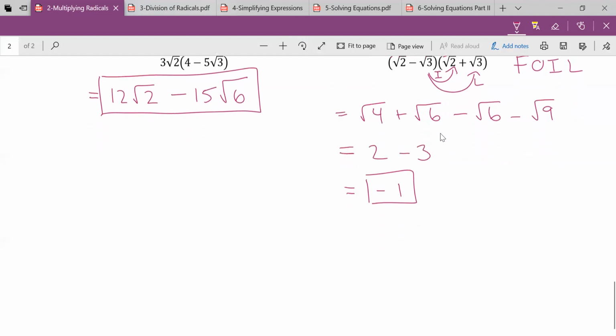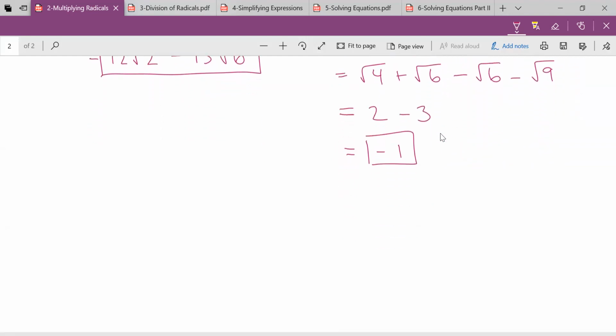Okay, so multiplication isn't going to be that tricky. Division in our next lesson is where it's going to start to get a little bit more difficult. Okay, so make sure that you've mastered adding and subtracting and multiplying before you try that lesson.